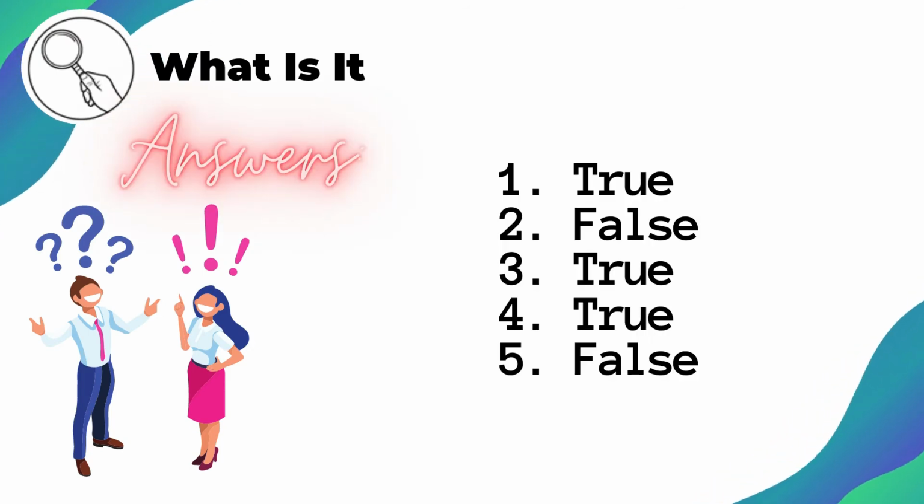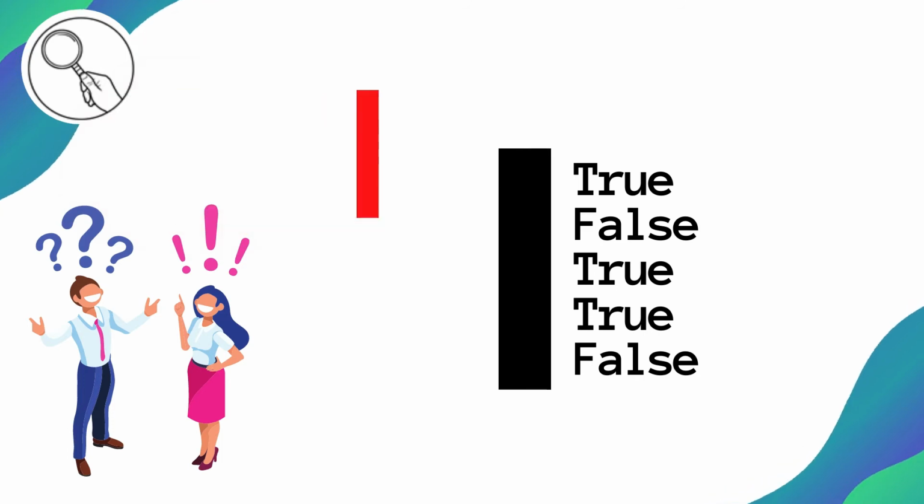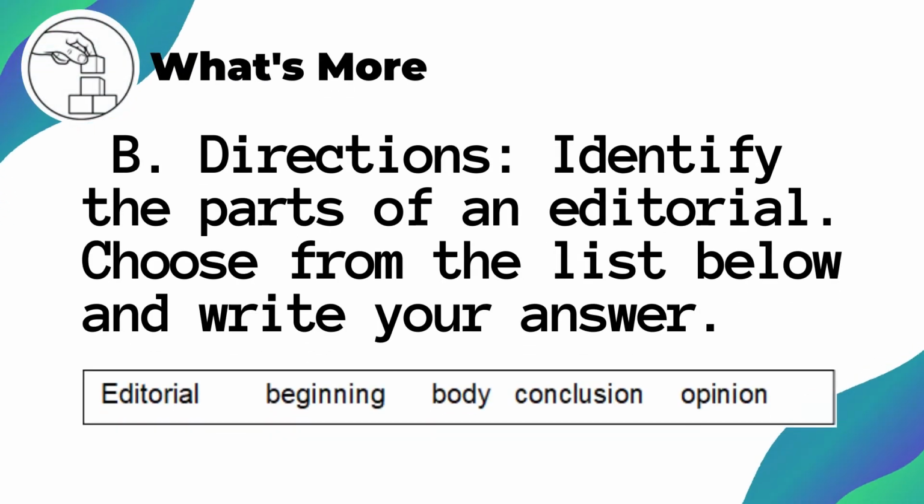Number 1 is true. Number 2 is false. Number 3 is true. Number 4 is true. And number 5 is false. Rock on, grade 4 learners. Let's go to letter B.